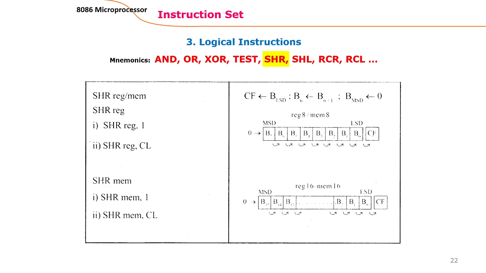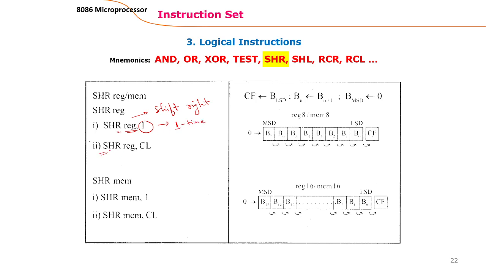Next one is shift instructions. In shift instructions, we are going to shift the data. Here, shift with register. One example is SHR, which means shift right. We are shifting the data of the register to the right. The 1 here indicates one time, that means we will be shifting one time.